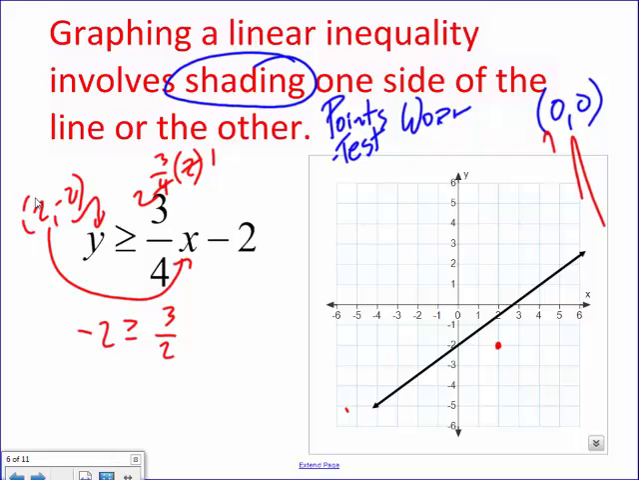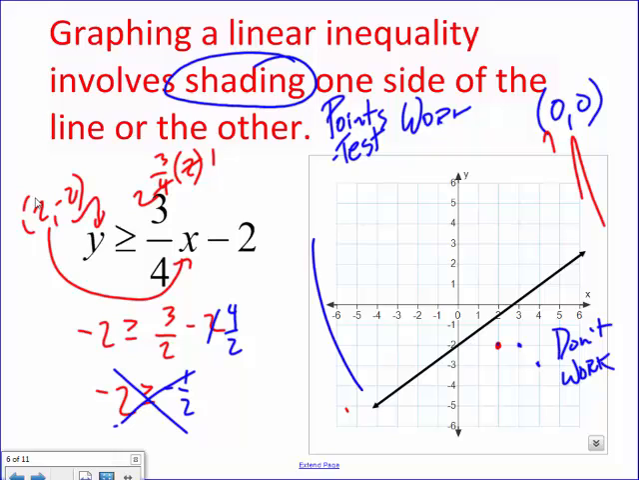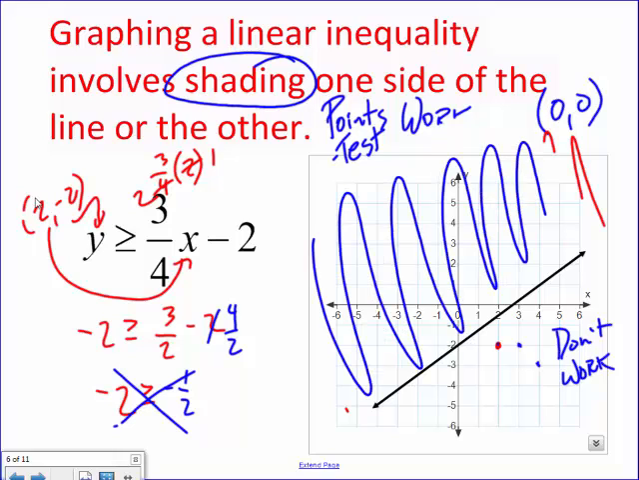It was 6/4, which simplifies into 3/2, and -2. So -2 is greater than or equal to, and this I could replace with 4/2. So I got -1/2. Well, is -2 greater than -1/2? No, it's not. So that does not work. That means all the points on this side don't work for this inequality, so I would shade the other side. When you test a point, if it works, you shade that side. If it doesn't work, like this point did not, I shade the other side.